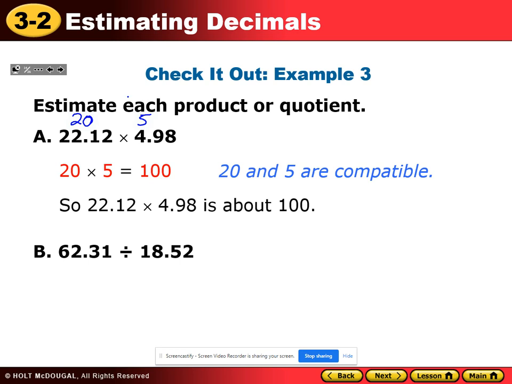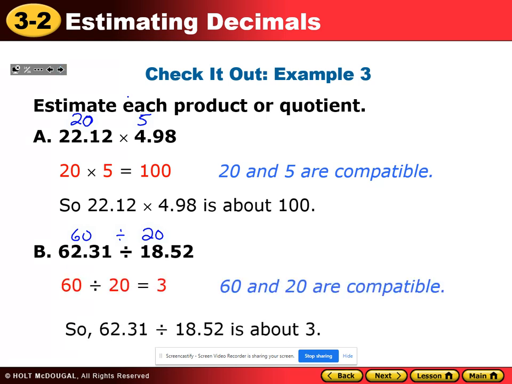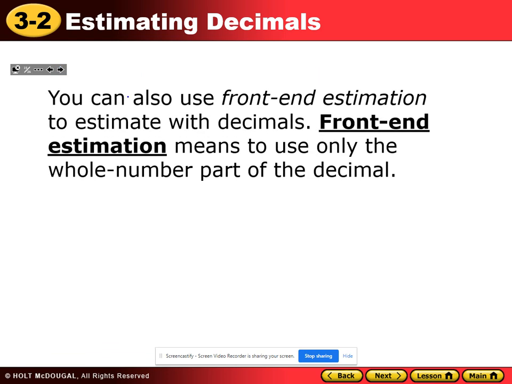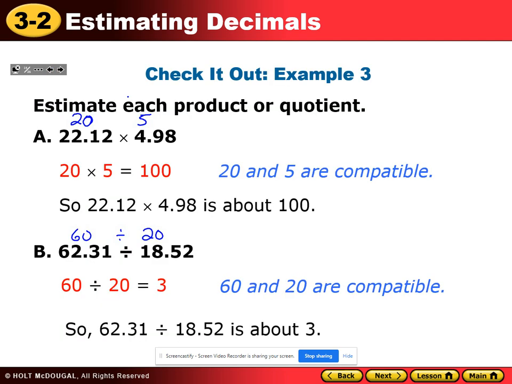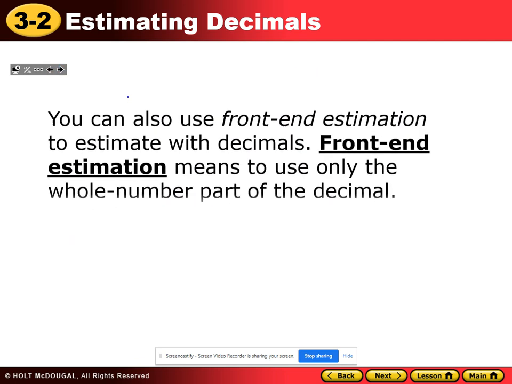Here, this one is close to 20, so that one I would say would go to 60, because then they are, as we can tell, compatible numbers. And as long as you have your good reasons, they'll be okie dokie. And they did get that 3 that we were talking about.